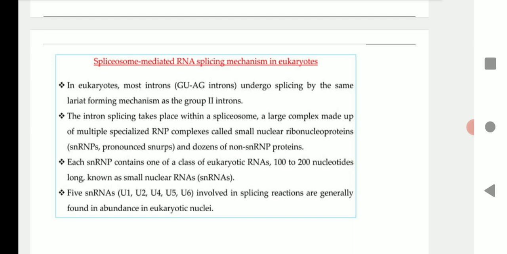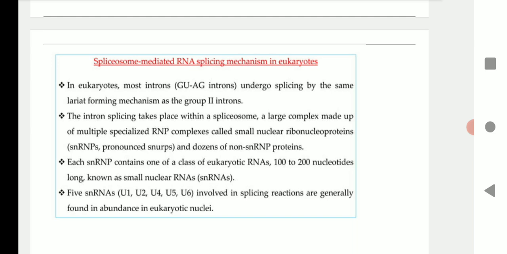Then once the GU-AG is identified, the small nuclear RNP particle, the spliceosome, comes and joins to the position of the 5' end and follows the splicing mechanism. The snRNP particles, and dozens of non-snRNP particles, are also associated in the splicing mechanism. Together we call it the spliceosome.